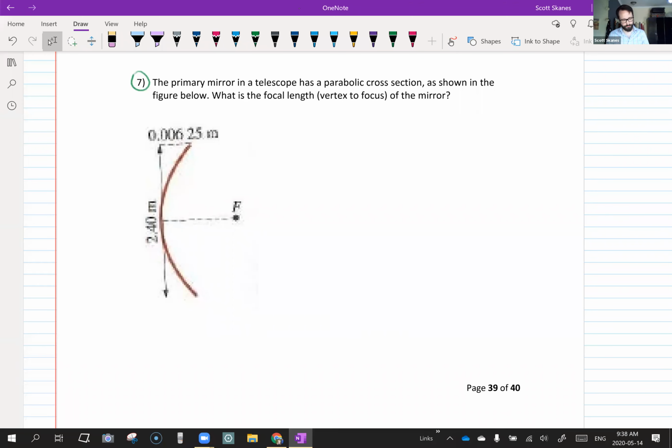Let's try it. The primary mirror in a telescope is parabolic, so it has a parabola cross-section, as shown in the figure below. What is the focal length, vertex to focus, of the mirror? Interesting. Anyone have any idea what I'm asking? These are questions that you could totally expect on the test, things like asking you to understand what it means to have a focal length. In other words, what is that distance? You can describe it as one letter.